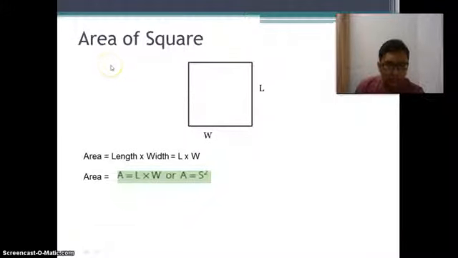Area of square. The area of a square can be written as length times width, which is this is the length and this is the width. It can also be written as area equals s squared, because in some questions, examples or notes, this will be given as s1 and this as s2. When we multiply them, we will get s squared.